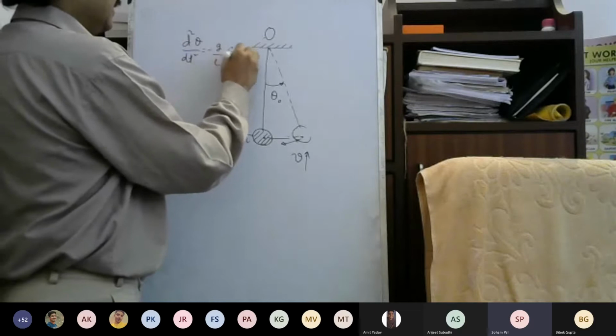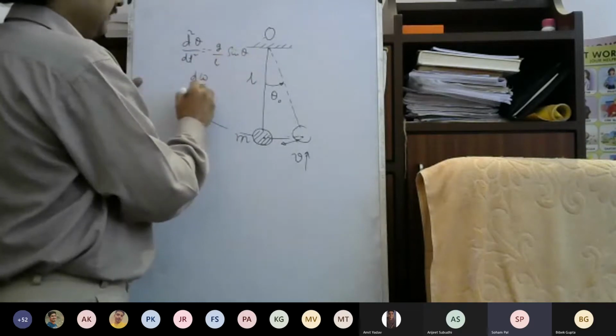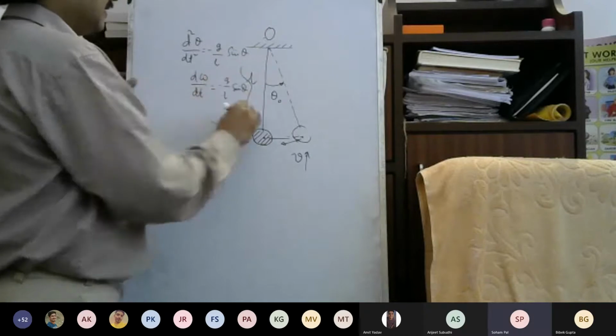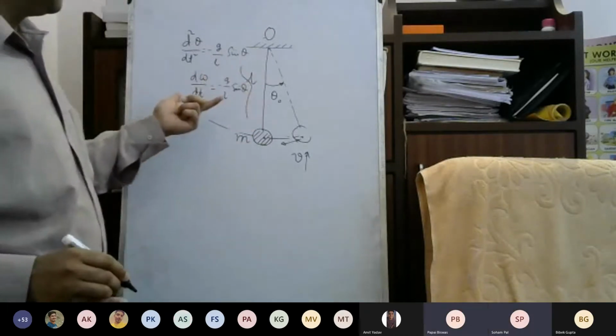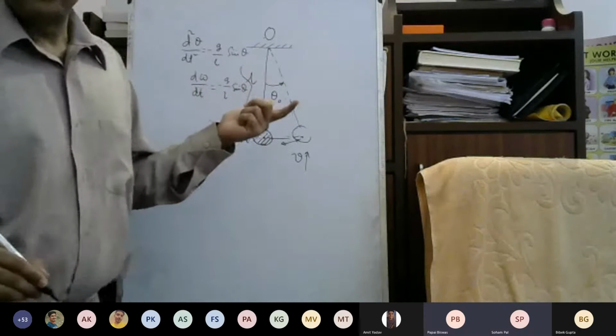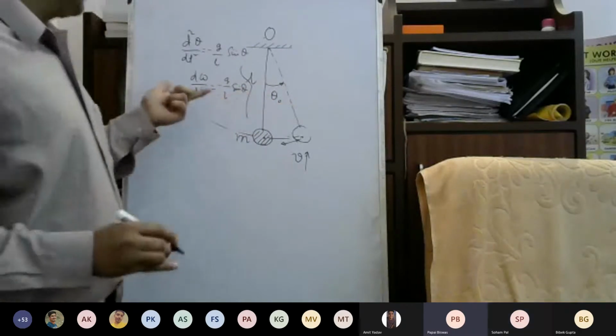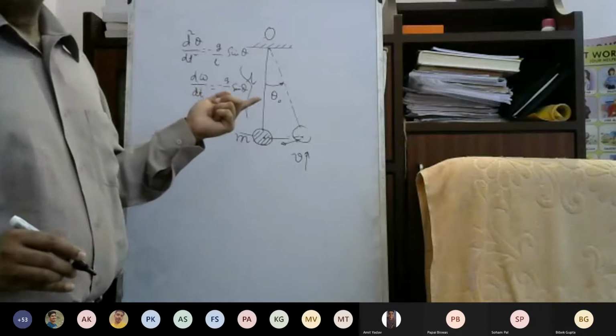Okay, this sine theta, d omega by dt, fine, equal to minus g by L sine theta. Theta is equal to omega t. Huh? No. Theta equal to? Theta is equal to omega t. Theta is not equal to omega t.